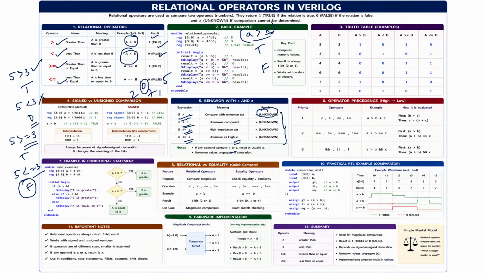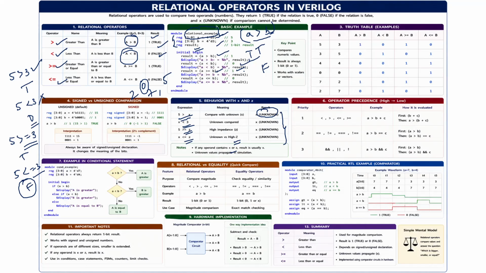Same way, I'm considering an example like a module name. In between, I'm taking the variables A and B, and a result for storing the output. Inside the initial begin, I'm considering the relations. So result equal to A greater than B, and I'm applying the $display. You will get the true value only, because you are giving 5 and 3. Then for the second condition, the result will be false, and again result equal to A greater than or equal to B, then you will get the true value.